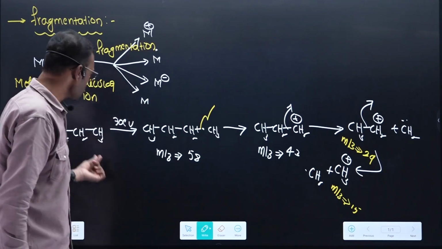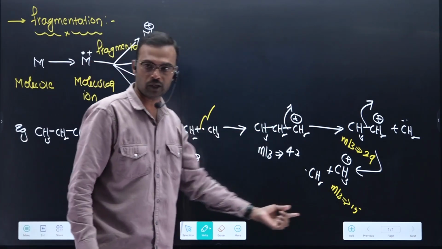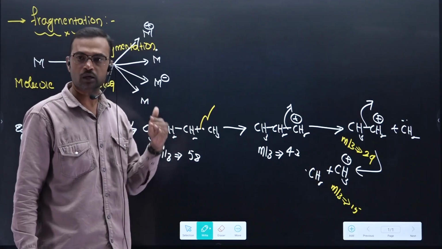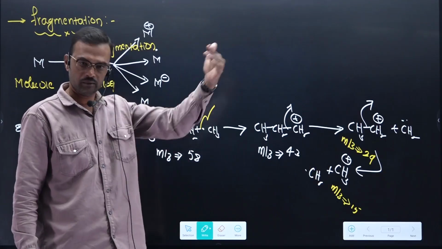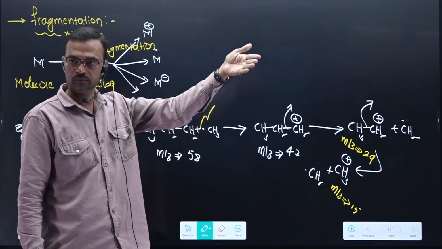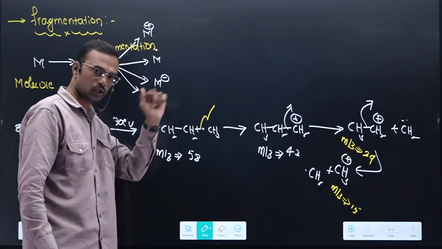Clear? If this molecule is placed in mass spectrometry, we get these kinds of m/z values. But these m/z values cannot all come from all molecules or all fragments. One by one, each fragment is responsible for giving another fragment. Okay? So 29 is never given by 58. 58 never gives 29.